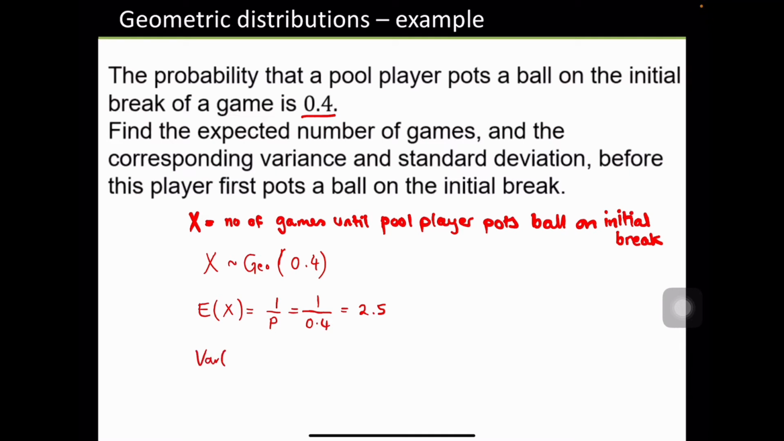The variance is, again, using the formula 1 take away p over p squared, so 0.6 over 0.4 squared, which equals 3.75. And the standard deviation is the square root of the variance, which is 1.94 to 2 decimal places.